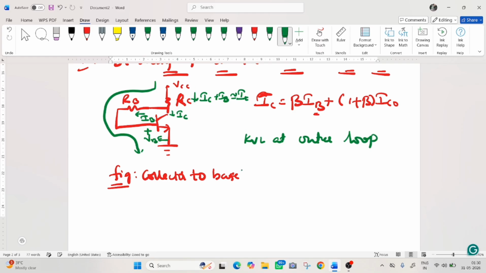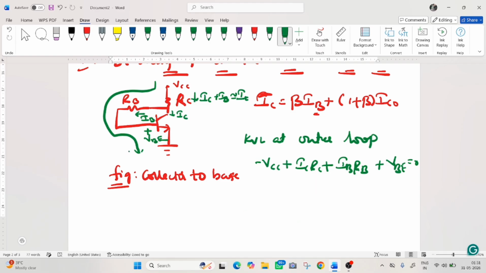KVL at the outer loop. What will it become? Minus VCC. What is the voltage here? IC into RC. Then what is the voltage here? IB into RB. Then what is the voltage here? Plus VBE is equal to 0. Like this, we got it.